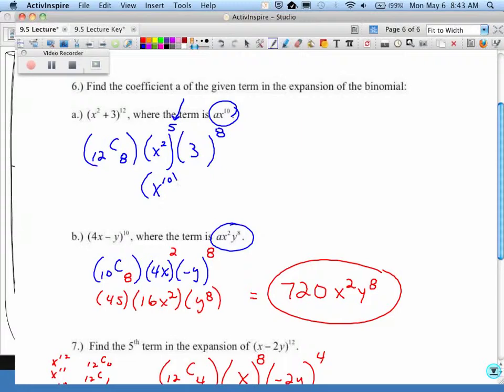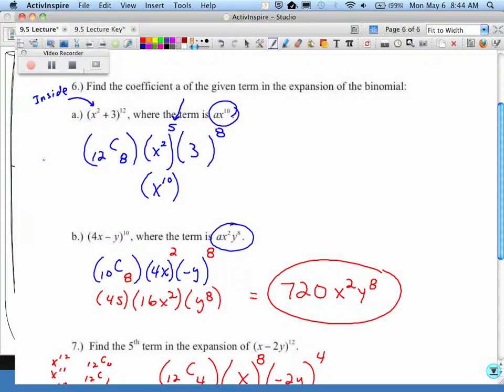So the rule that we will use, if the binomial has what I would refer to as inside exponents, start there and say, okay, how do I get x squared to be to the 10th power? So I stack it with a 5.